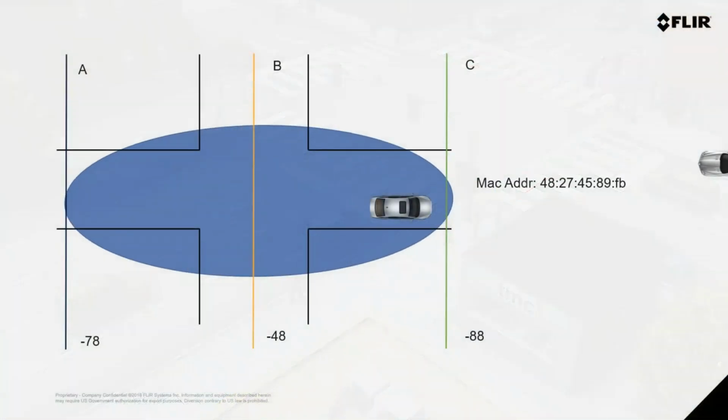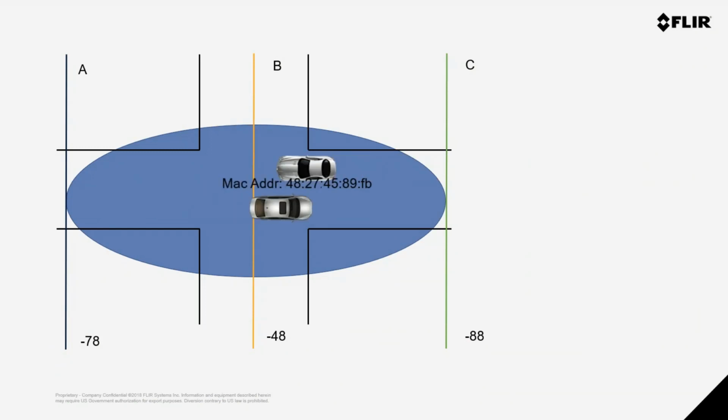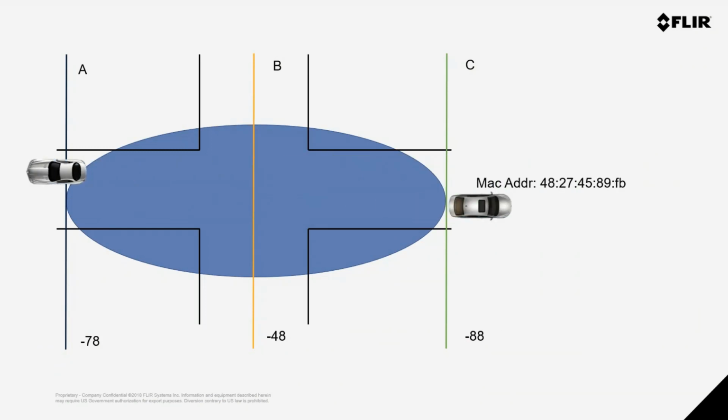It would look something like this. So this would be our intersection. The moment that a vehicle is passing by, we capture the MAC address of a passing vehicle. It's about 40% of these vehicles that we capture. We hash that information and we send that to the cloud.